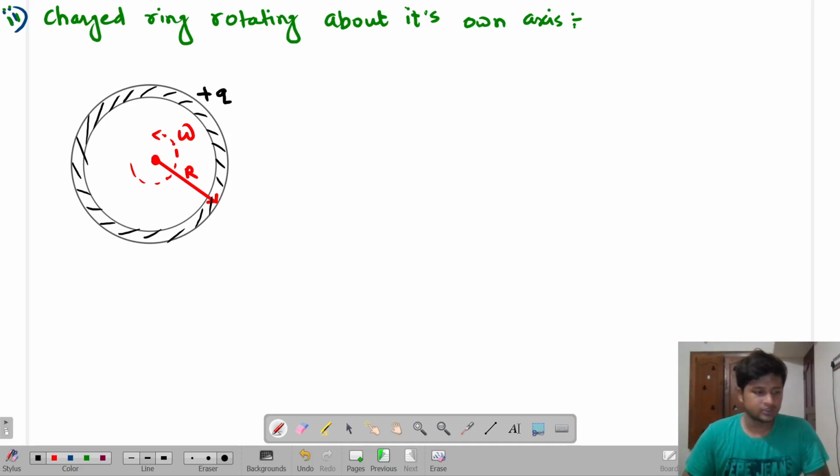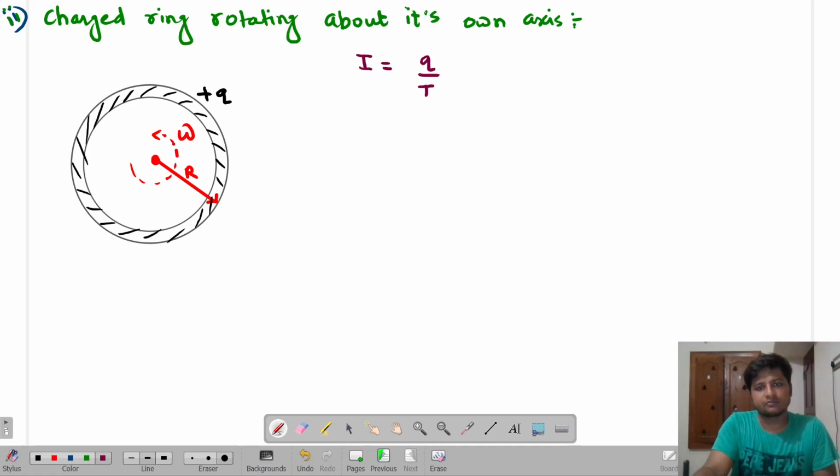Charged ring rotating about its own axis. Okay, let us first define the current, because to find the magnetic field, I need the current. I is equal to charge by time. Once again, it is the same. Time is simple, 2 pi r by v. Although it is rotating, so it will rotate with omega. R by v is omega. So I is q omega by 2 pi.